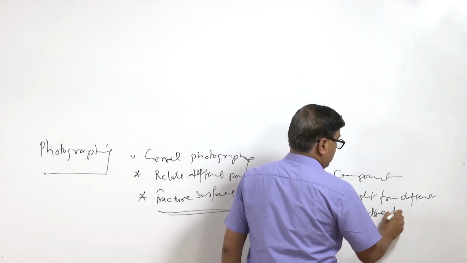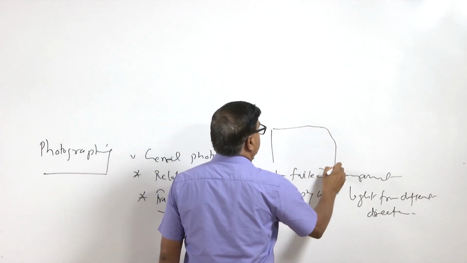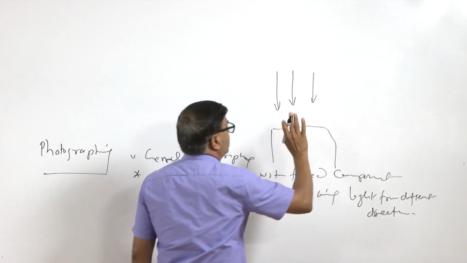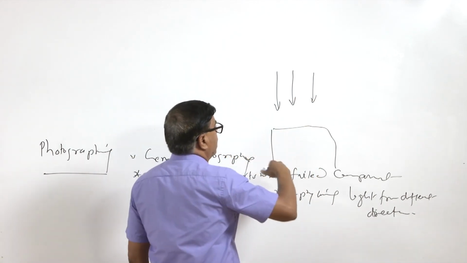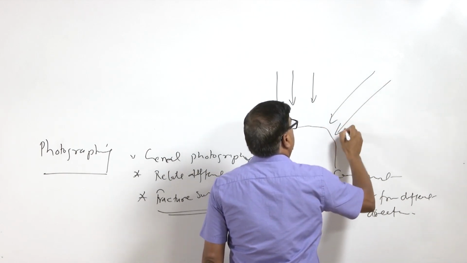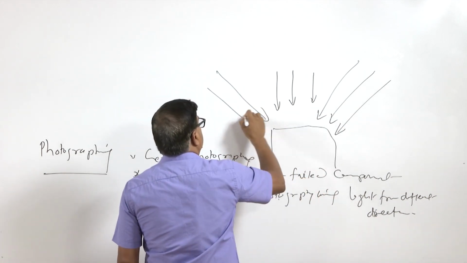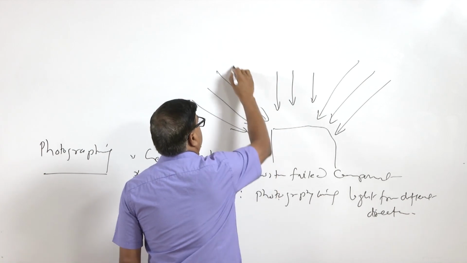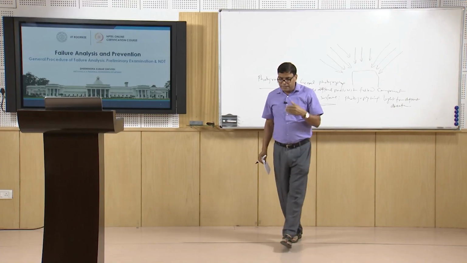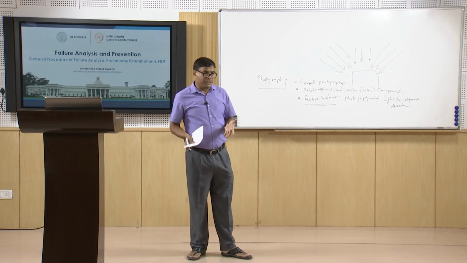So, there are three approaches which are used. Say if this is the failed component, we can throw the light perpendicular, roughly perpendicular to the surface, or normal to the surface. Second, we can throw light at a certain angle from the left side or right side. So, when the light is directed from different directions, it helps to reveal the features present on the fracture surface.